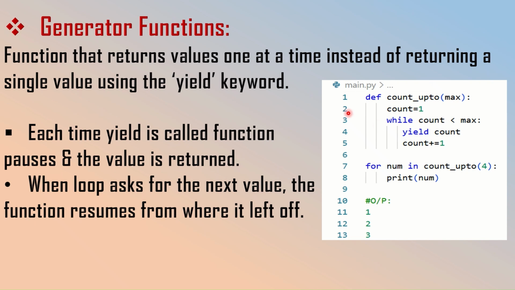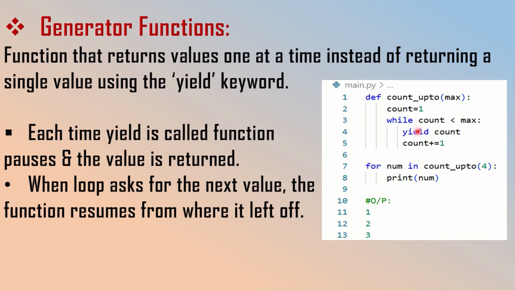So here, if you can see the example, I have declared one function named count_up_to, wherein I pass one parameter named maximum. Inside this function, I declared one variable named count and assigned a value to it. Then I want to check whether this count value is less than the maximum value. If it is, I want to return the value, so I have declared yield count.